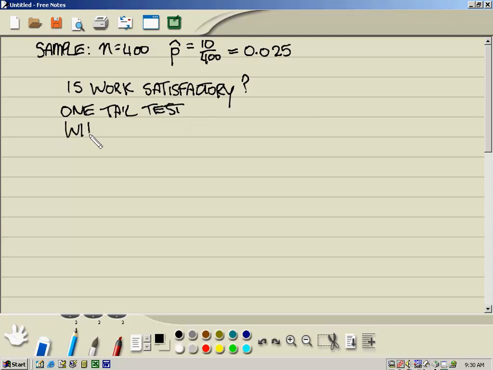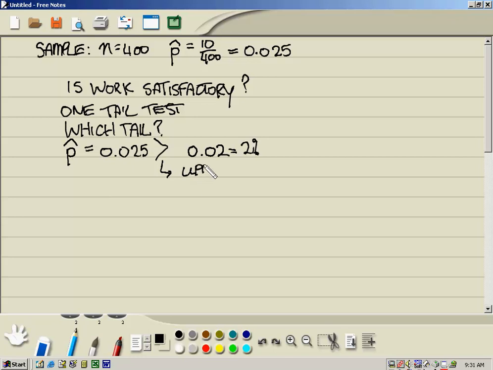Alright, with all one-tail tests, for z-tests, we then ask ourselves which tail. We do that by finding out where the sample data is in comparison to the middle of the distribution. One way of doing that is to do the following. Write down your sample value, in this case a sample proportion of 2.5%, 0.025. Compare it to the middle of the distribution, the 2%. Alright, 0.025 is greater than 0.02, 2.5% is greater than 2%. So this is an upper tail test.